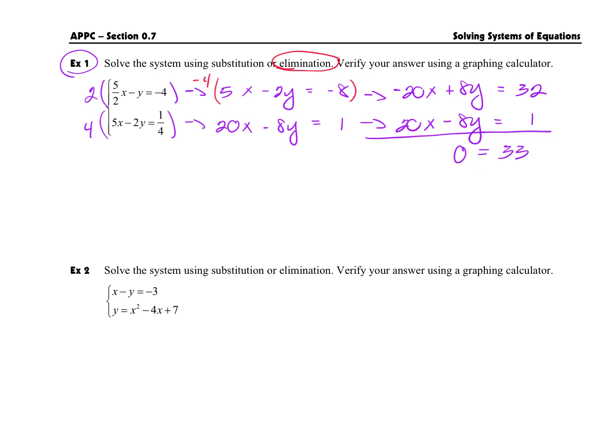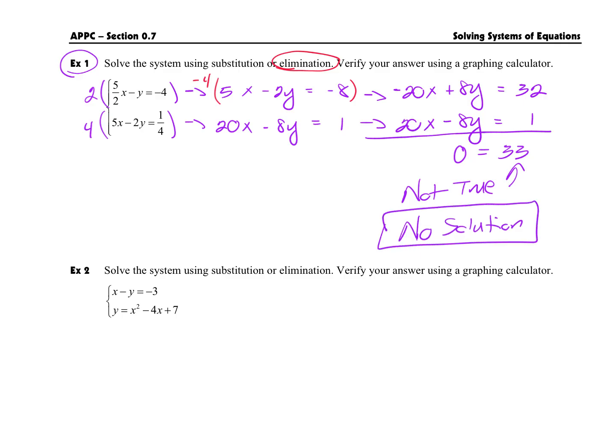Now, obviously, 0 does not equal 33, so this statement is not true. If you end up with a statement that is never true, all the variables are gone, the statement's never true, your answer will be no solution. Meaning these two lines do not have any points in common. If you end up with a statement that is always true, 3 and 3, 0 and 0, 7 and 7, if it is always true, the answer is infinite solutions.